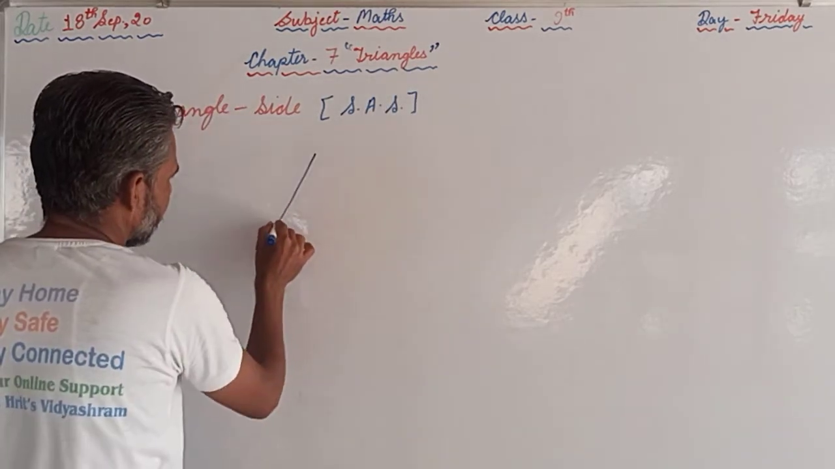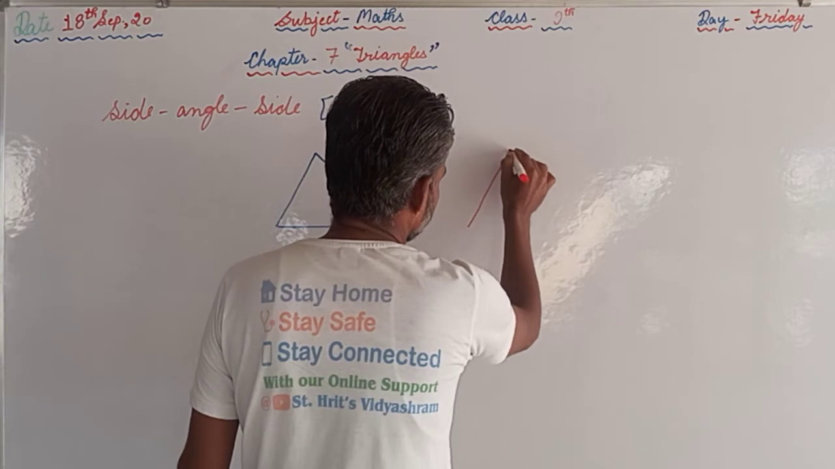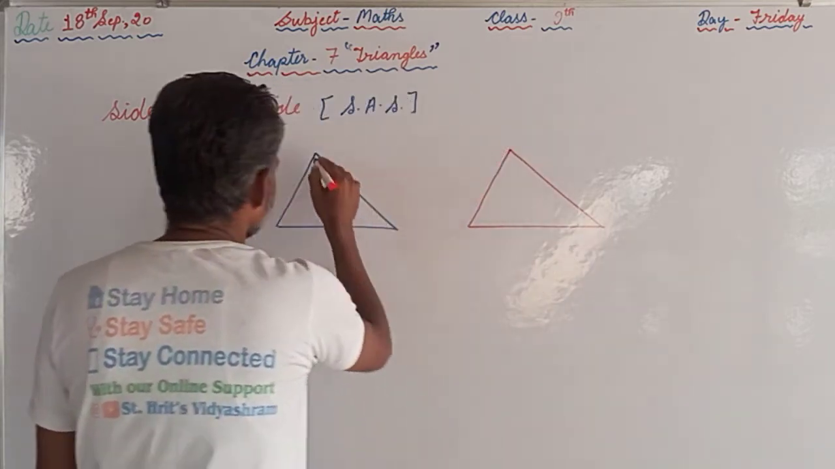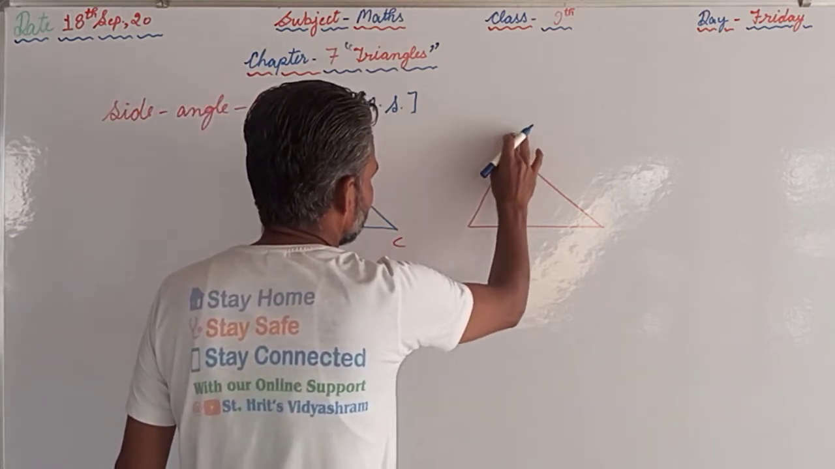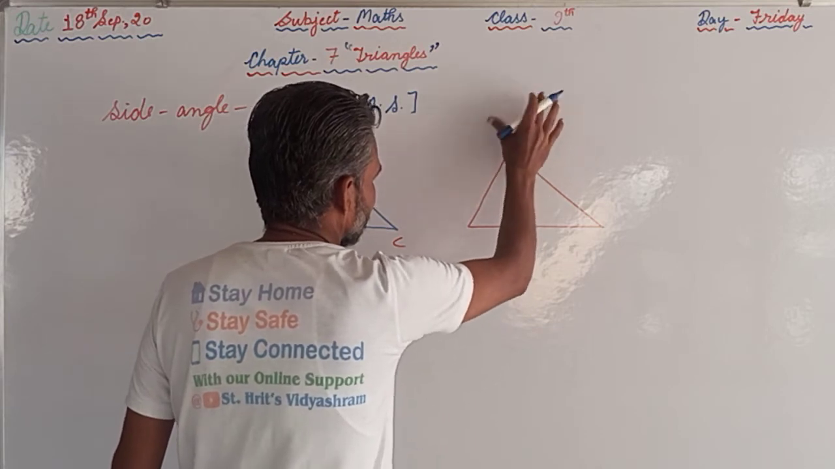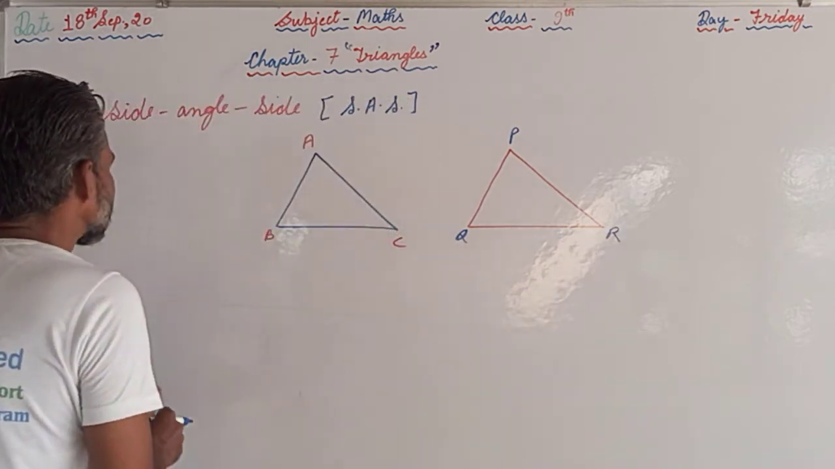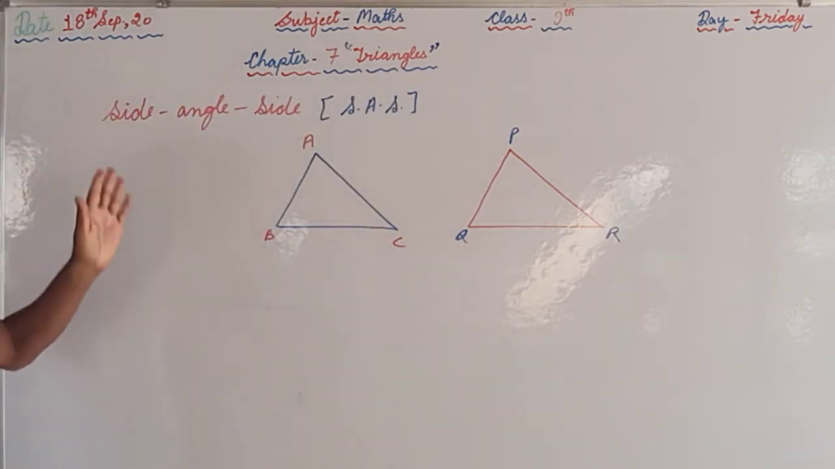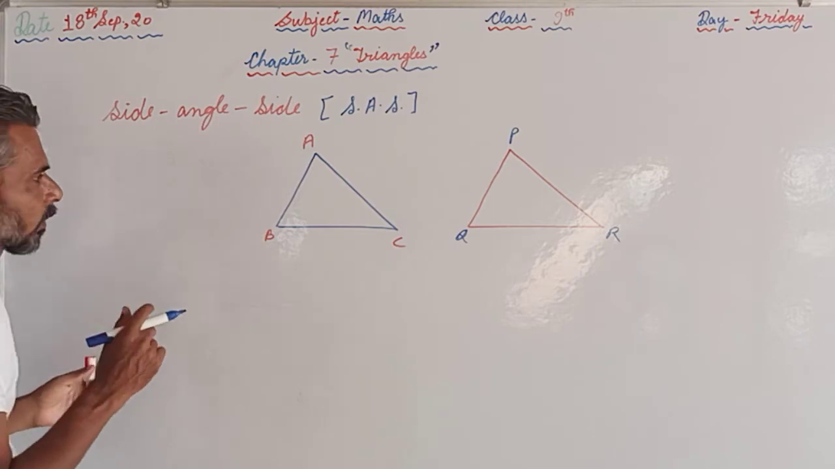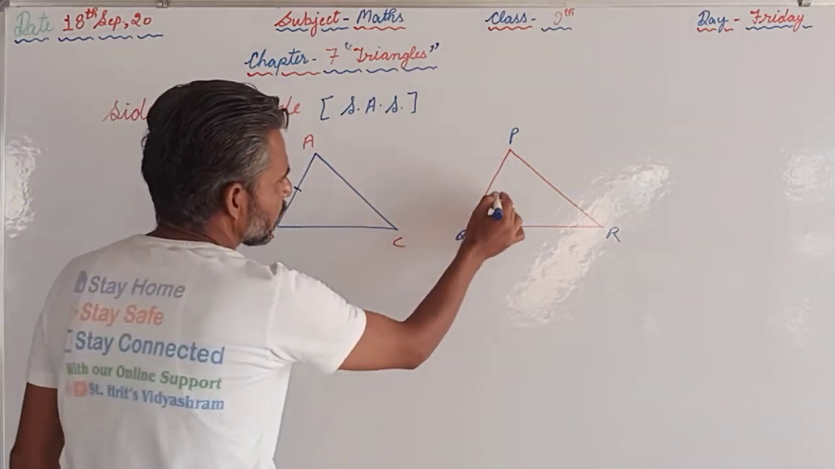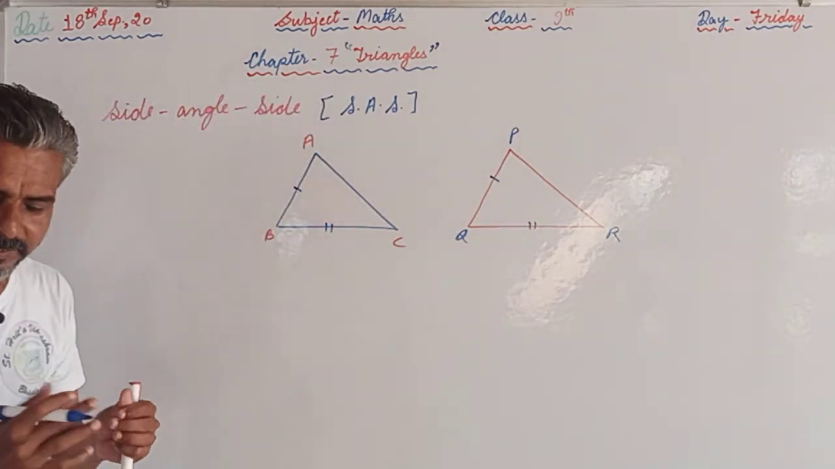Now again, if two triangles are given, ABC and PQR are such a way, two corresponding sides and the including angle. How the including angle? If AB equals to PQ and BC is equals to QR, two sides are equal.